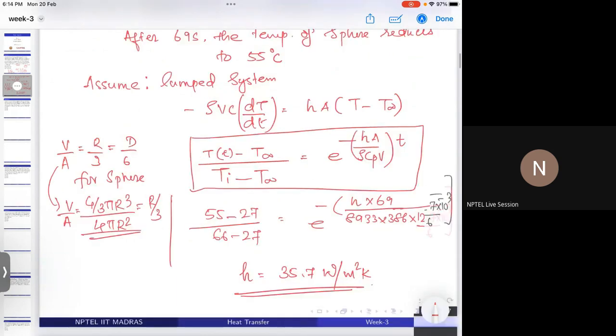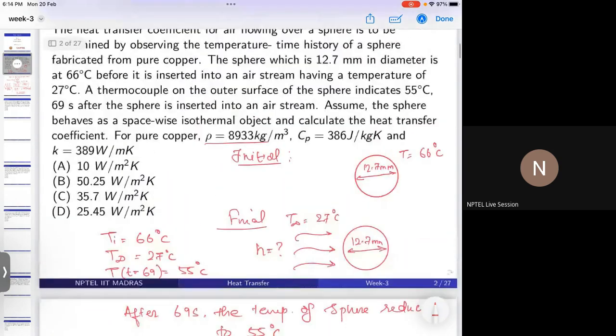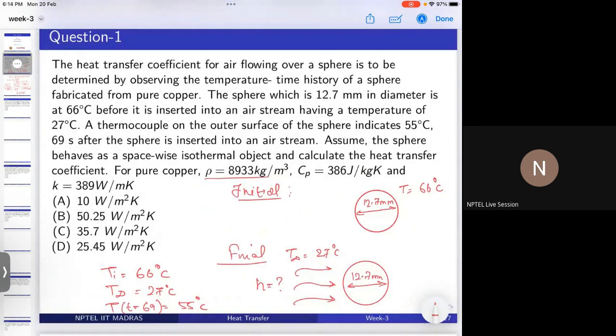So, any doubt in this question? This is a very simple question. It's a direct application of the lumped analysis.